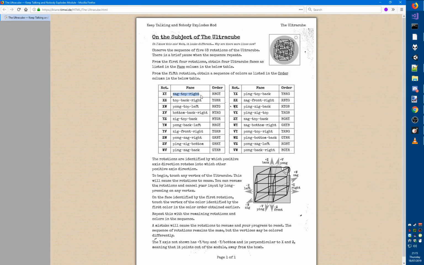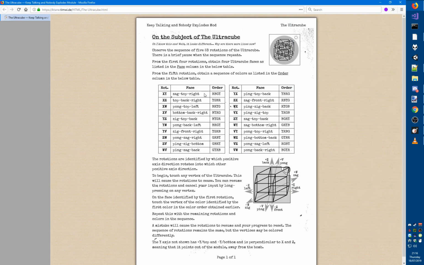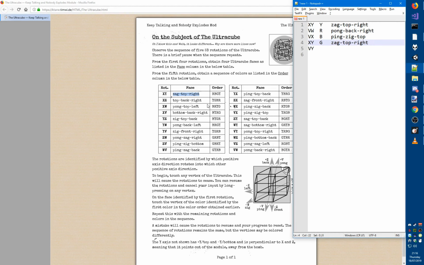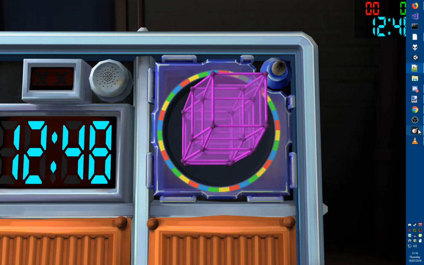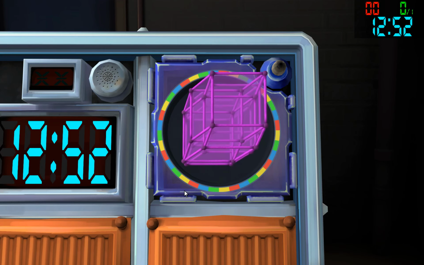So xy gives us zag top right. vw, well, that one's down here, so that's pong back right. We'll go over what that means in a second. vx is this one. And xy, we already had xy, but we're going to do that again. And now let's take a look at what happens. So here's the game. Here's the bomb with the rotations that we've just determined.